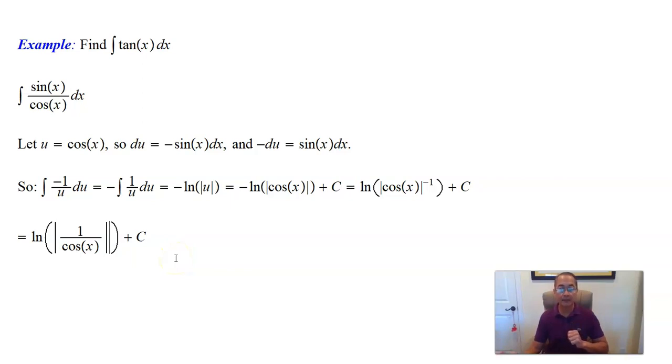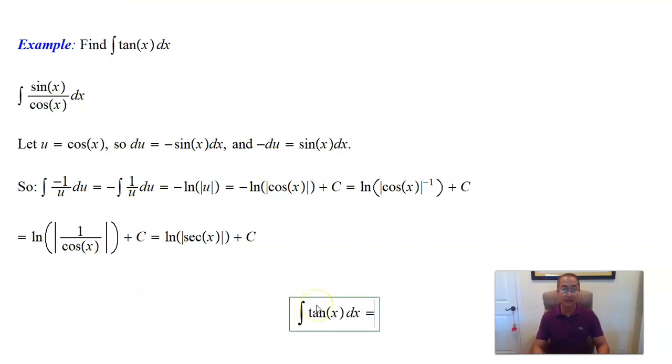But the reciprocal of cosine is also known as the secant, right? So we can write this now as the ln of secant x plus c. So there you go. The antiderivative of tangent of x is, let's display it, the ln of the absolute value of secant of x plus c. All right, so now we know what the antiderivative of the tangent function is. Cotangent is almost the same thing. You'll be doing that as an exercise.